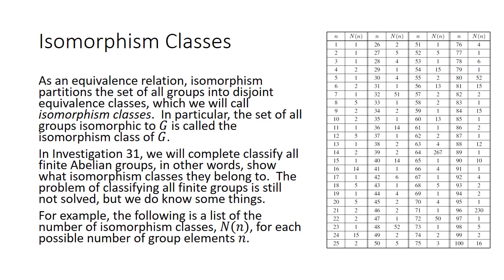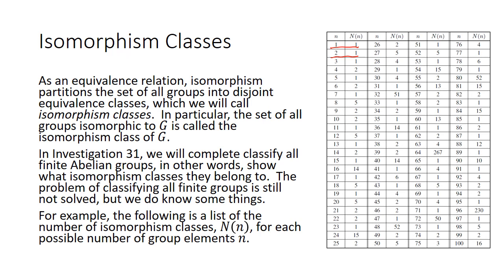The problem of classifying all finite groups is still not solved, but we do know a few things. For example, I have here a list of the number of isomorphism classes, denoted capital N of little n, for each possible number of group elements, little n. Over here we can see that there's basically only one group of size 1, and that's just the identity. And then there's only one group of size 2 up to isomorphism.